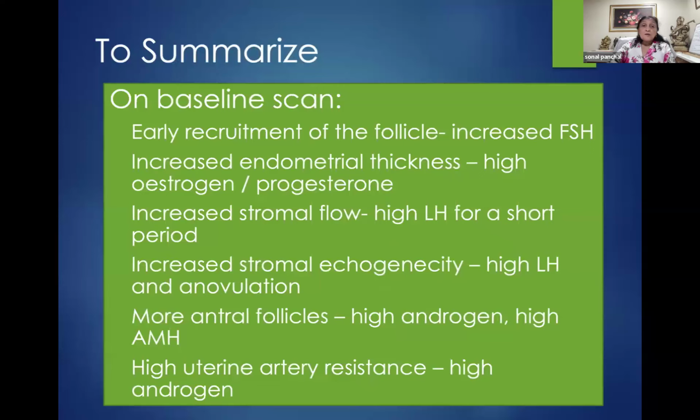To summarize: early recruitment of the follicle, increased FSH, increased endometrial thickness, high estrogen or progesterone, increased stromal flow, high LH for a short period of time, increased stromal echogenicity, high FSH and anovulation, more antral follicles, high androgen, high AMH, and high uterine artery resistance, high androgen.